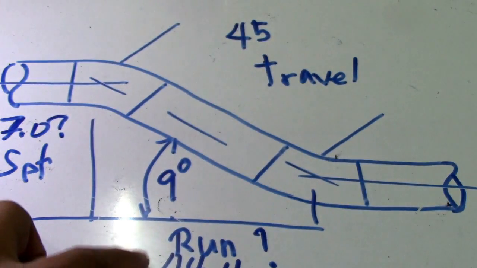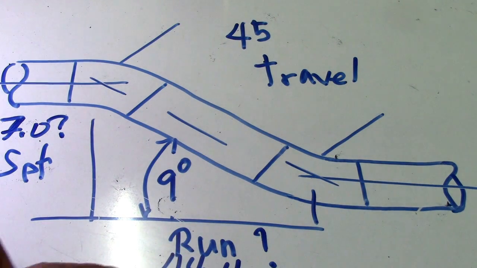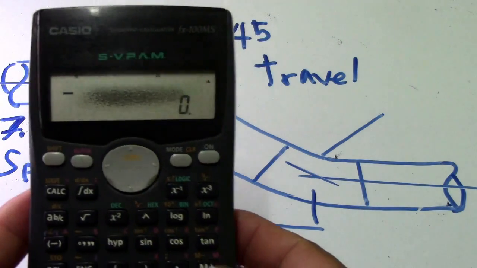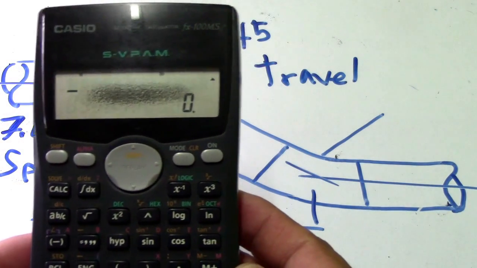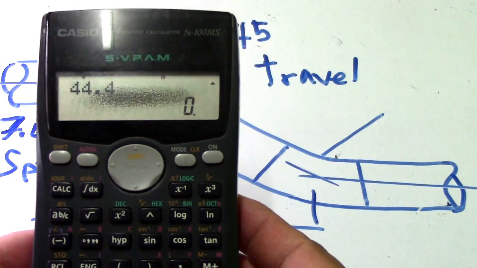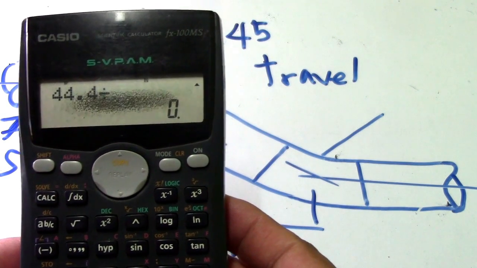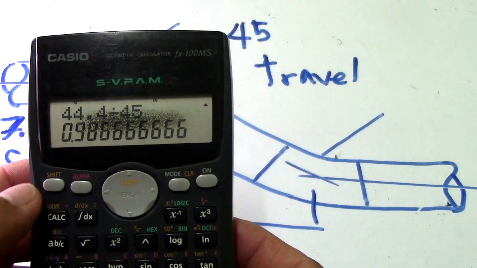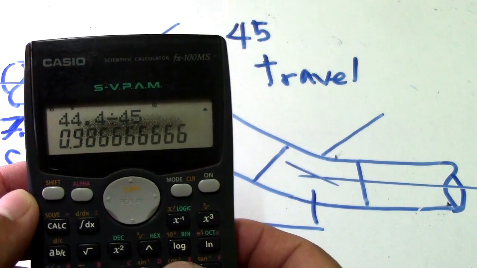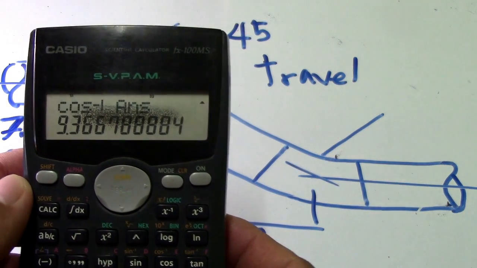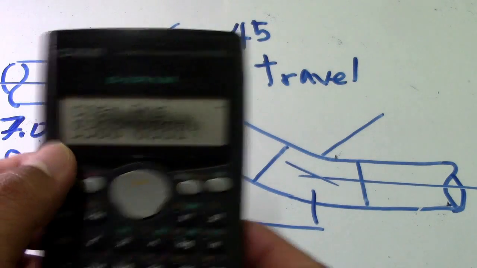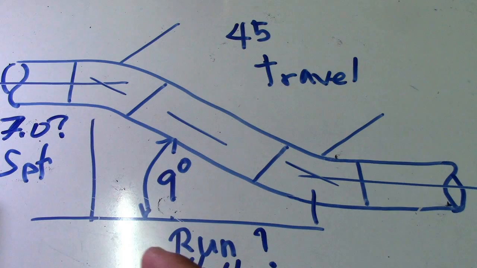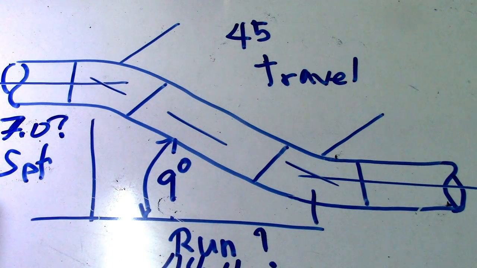Now we will use this run. So we will find again this 9 degrees, just divide 44.4 by the travel 45. Just press the shift and cosine. See, our answer is 9 degrees. So our answers for this question, set and run, are correct.